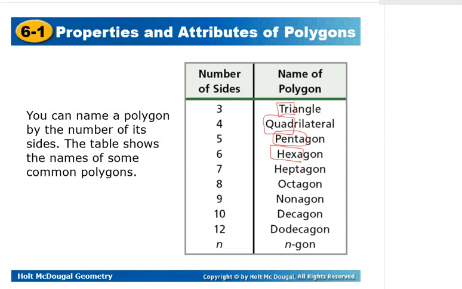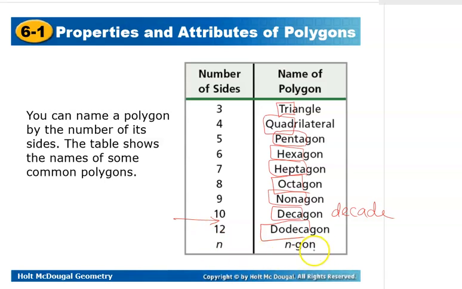A popular hexagon is, oh, never mind. I was going to say a stop sign, but that's an octagon. 7 sides would be a heptagon. Hepta meaning 7. Octagon meaning 8. 9 would be a nonagon. 10 would be a decagon. Think of decade means 10 years. And then 12 would be a dodecagon. And do recognize that there's no 11.